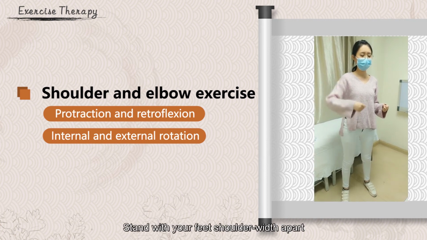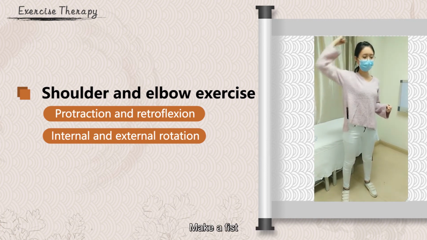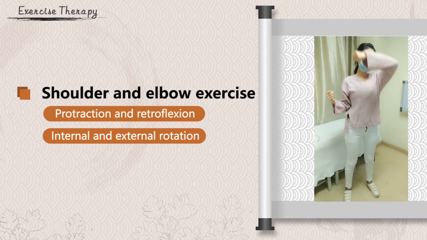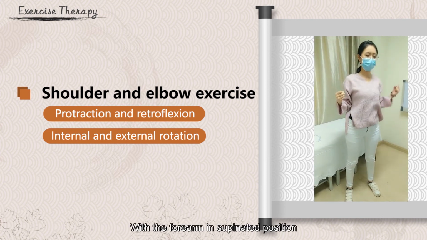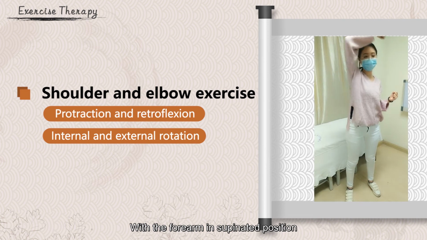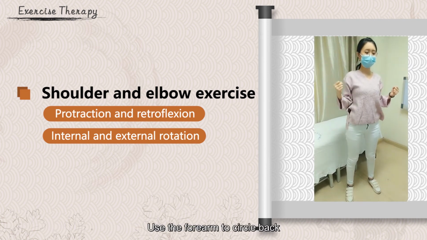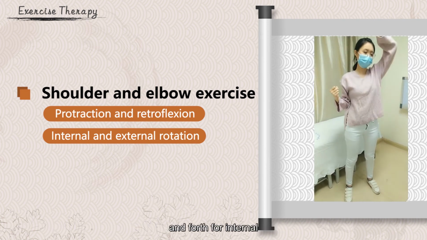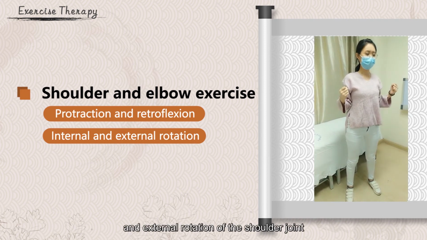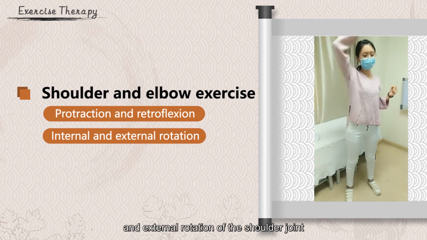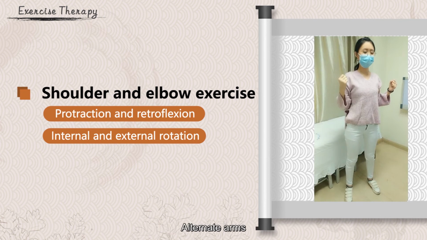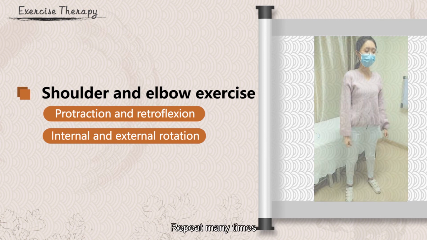Internal and external rotation. Stand with your feet shoulder width apart. Make a fist. Flex the elbow with the forearm in supinated position. Use the forearm to circle back and force the internal and external rotation of the shoulder joint. Alternate arms. Repeat many times.